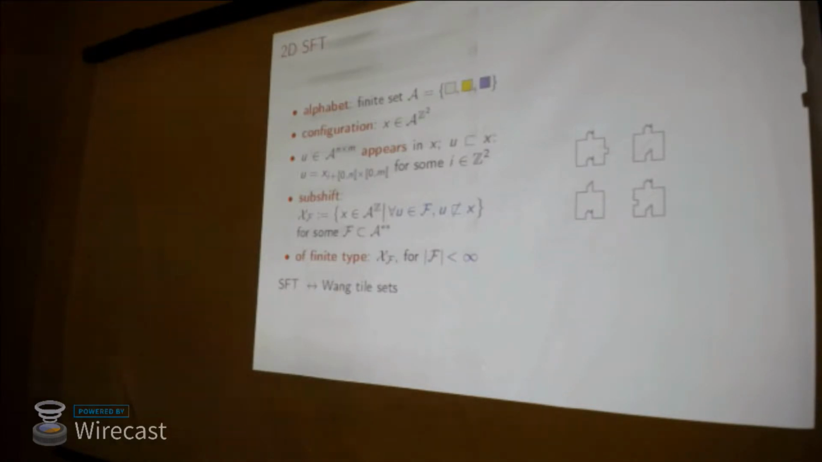So a set of Wang tiles is an easy way to define at the same time an alphabet and the local constraints. And actually, in the same way as in one dimension all subshifts of finite type could be encoded into sets of bi-infinite paths on a finite graph, all subshifts of finite type in two dimensions can be encoded in some way as a set of tilings obtained from one finite set of Wang tiles.